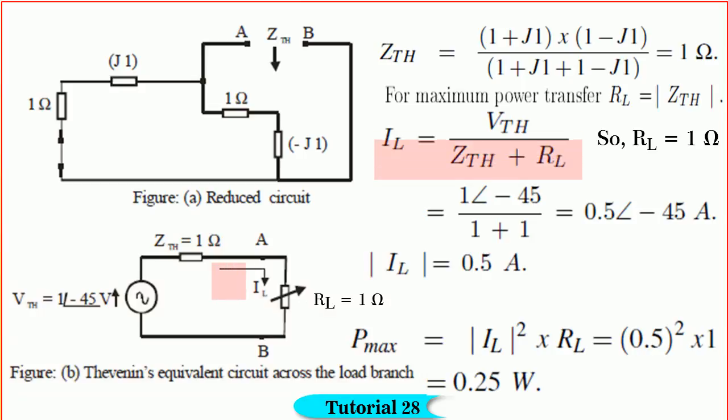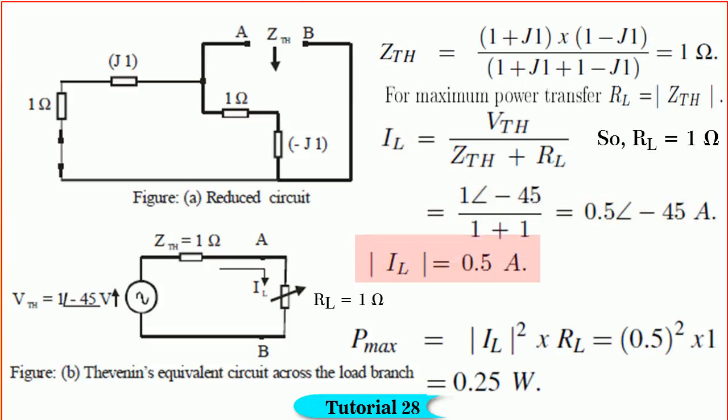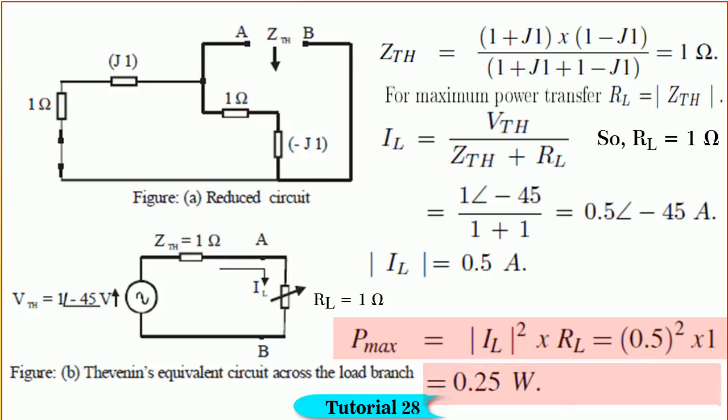From the figure, we find that IL is equal to V Thevenin divided by (Z Thevenin + RL). By substituting the values, we get IL is equal to 0.5 angle −45 amperes. Hence, mod of IL is equal to 0.5 amperes. So, Pmax is equal to mod IL squared into RL. By substituting the values, we get Pmax is equal to 0.25 watts. Friends, is it not simple?